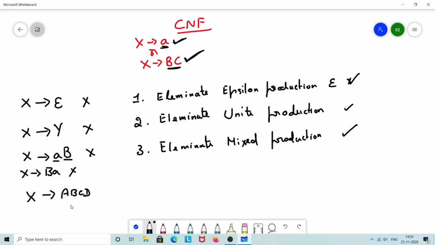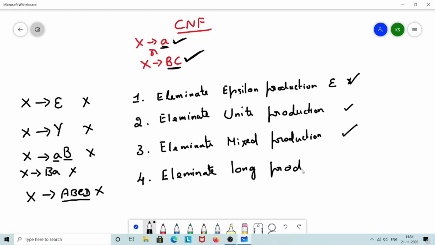Finally, X gives A B C D. See, here there is no mixture, but what I have on the right hand side is only non-terminals, of length greater than 2, right? But the required format says I should have only 2 non-terminals on the right. So even this is not accepted, and I have to eliminate this. We eliminate long production. We call this long production.